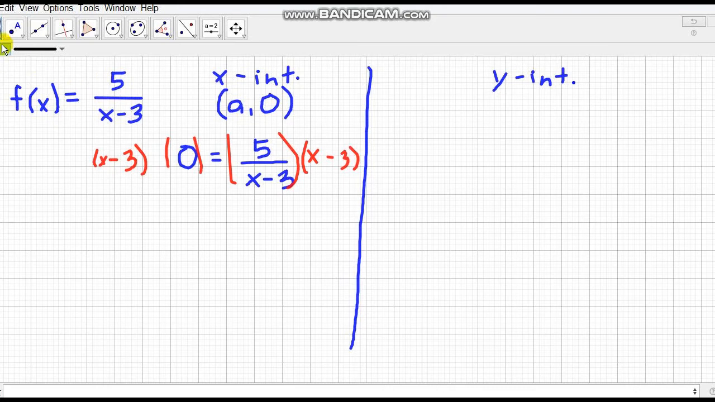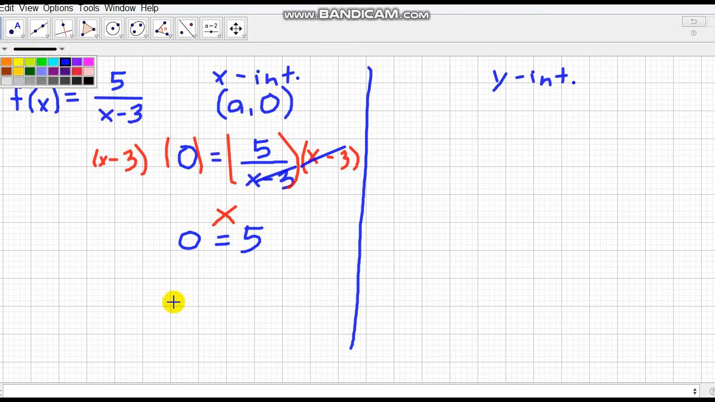So x minus 3 times 0 would be 0, is equal to, let's divide the numerator and denominator, so we're left with 5. 0 is equal to 5, which we know is not true. We know that 0 is not equal to 5. Therefore, if this happens, we end up with a false statement. We can just conclude that there is no x-intercept. And since there's no x-intercept, there are also no zeros for this function.